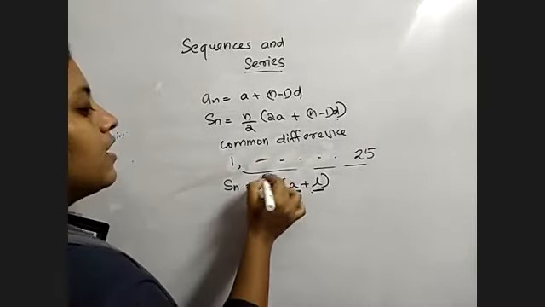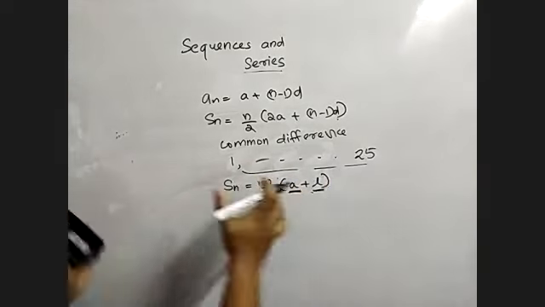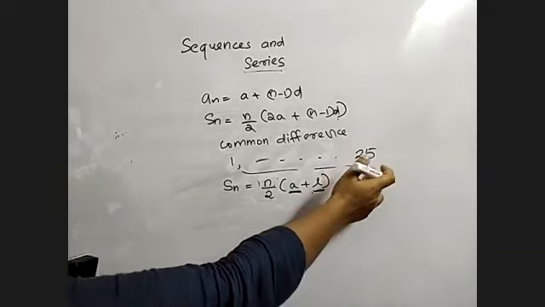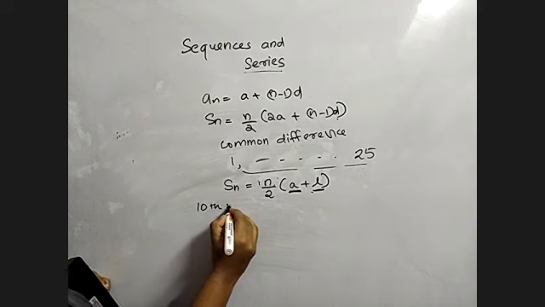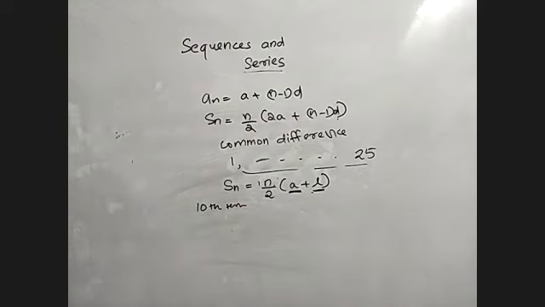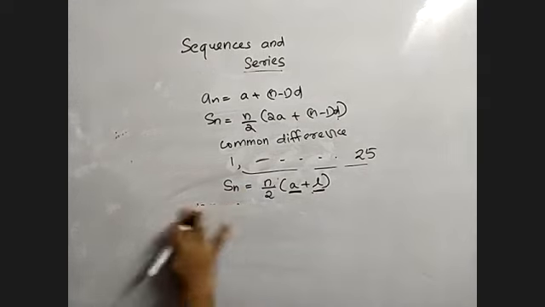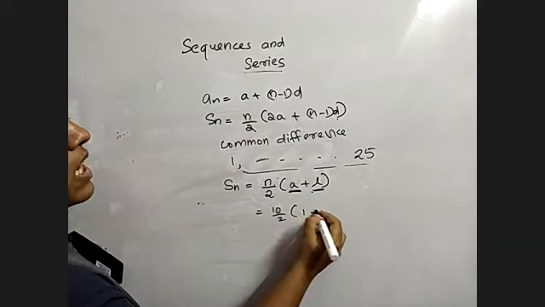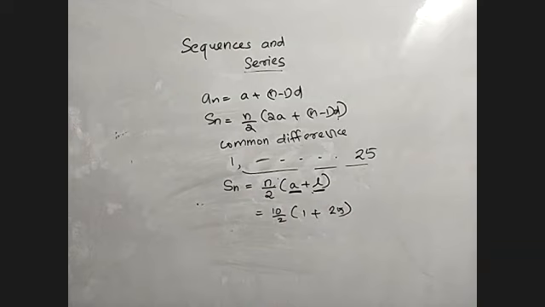What is n here? Suppose 25 is the last term and it is the 10th term. I'm showing an example. If 25 is the 10th term of this sequence, then n is 10. So 10 by 2 into (first term 1 plus last term 25). Understood? So if you are given the first and last term, just apply this formula.